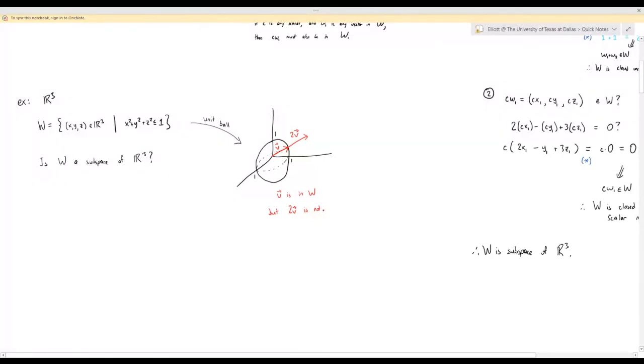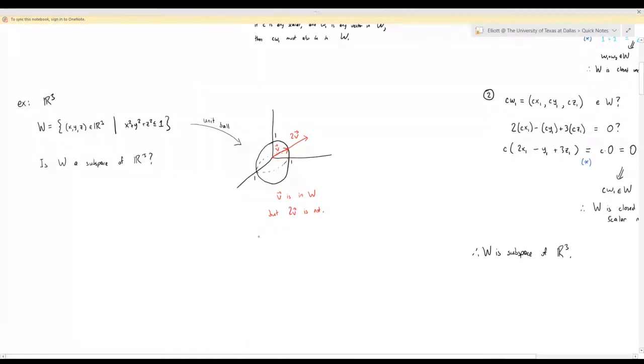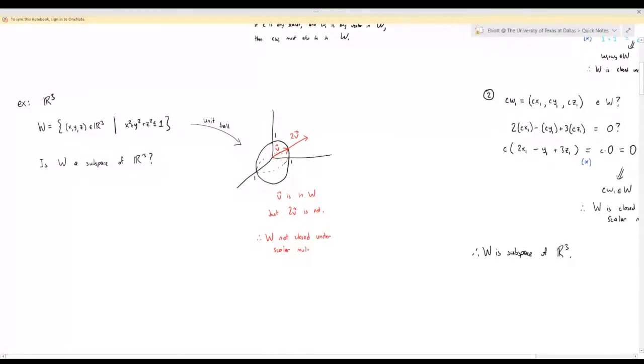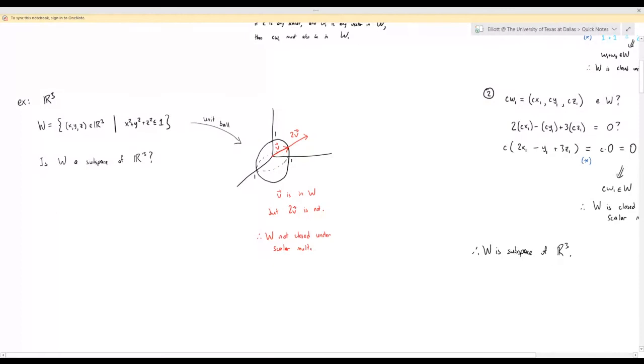So we have a pretty easy to see example of a vector in W whose scalar multiple is not in W anymore. Okay. So that's a short argument that W is not closed under scalar multiplication. And that would already allow you to conclude that W is not a subspace, okay?